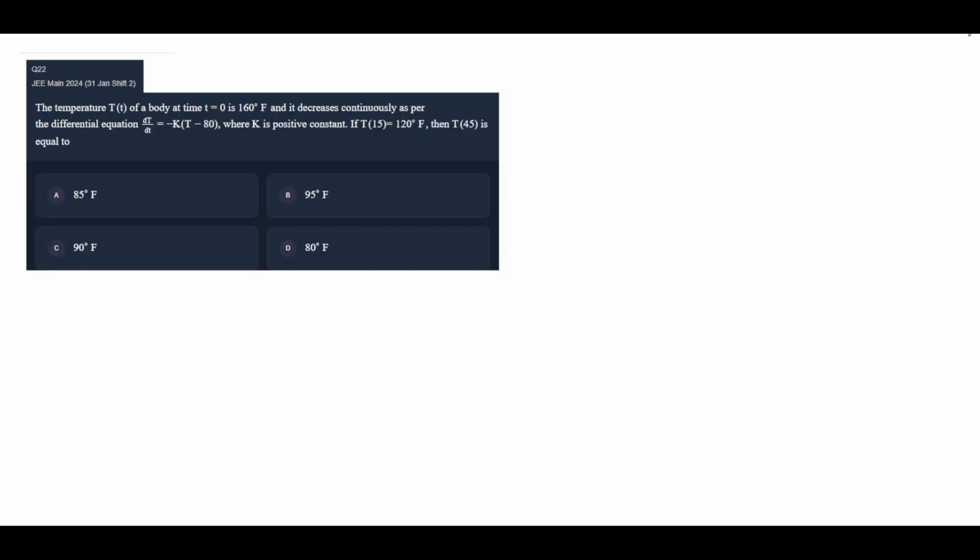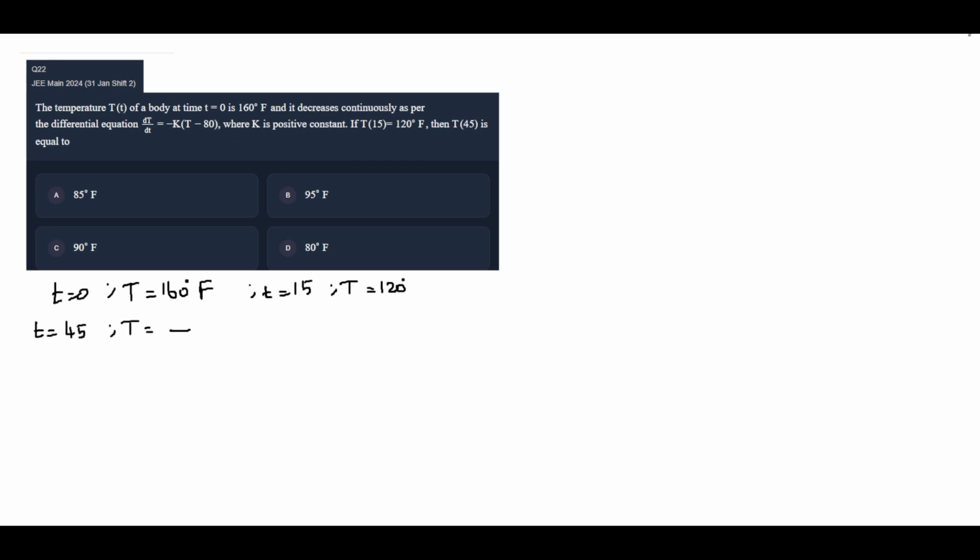Next question. In this question, just write the given information first. At t equal to 0, capital T equal to 160 degree Fahrenheit. Another piece of information: at t equal to 15, capital T equal to 120 degree Fahrenheit. We need the value at t equal to 45, then capital T equal to what?